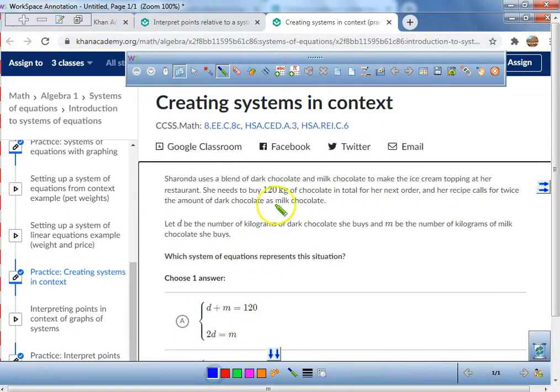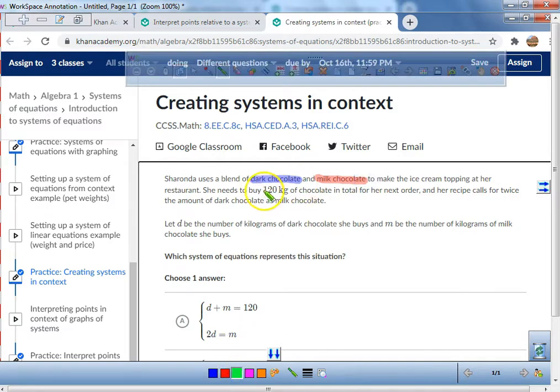We got two different things here. We got dark chocolate, so can you guys write down the word dark chocolate? And then we got milk chocolate, so write down the word milk chocolate. And then we have a total of 120 kilograms. That's a lot of chocolate. That's in total for her next order.